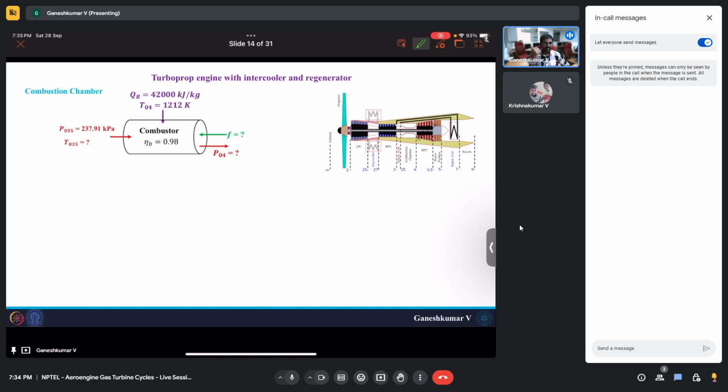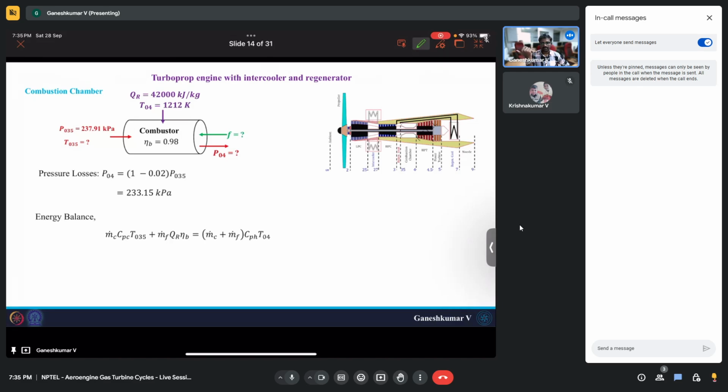As I said, we need to know F and P04, and that is from the combustor. From the combustor, we can easily find P04 because across the regenerator we already found the pressure P035, and in the combustion chamber there is again going to be a pressure loss of 2%. So we can directly find P04 to be 233.15 kilopascal. Now, one unknown is solved. The other is F. We need to find the fuel air ratio.